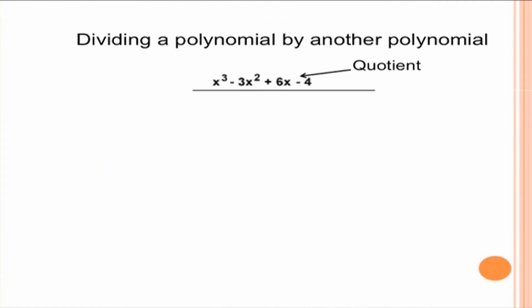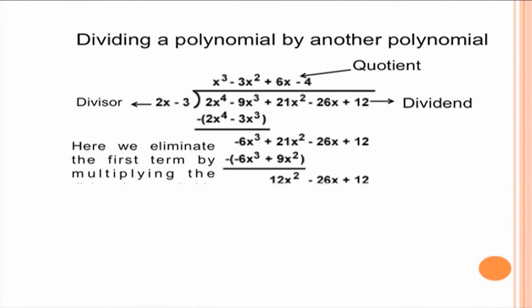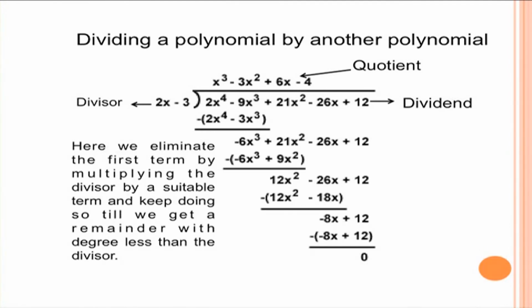While dividing a polynomial by another polynomial, we eliminate the first term by multiplying the divisor by a suitable term and keep doing so till we get a remainder with degree less than the divisor. For example, here the divisor is 2x minus 3 and the dividend is 2x to the power 4 minus 9x cube plus 21x square minus 26x plus 12. First we divide the first term, that is 2x to the power 4, and we get the quotient as x cube. Similarly, we carry on this method till we get a remainder with a degree less than the divisor, or a 0.